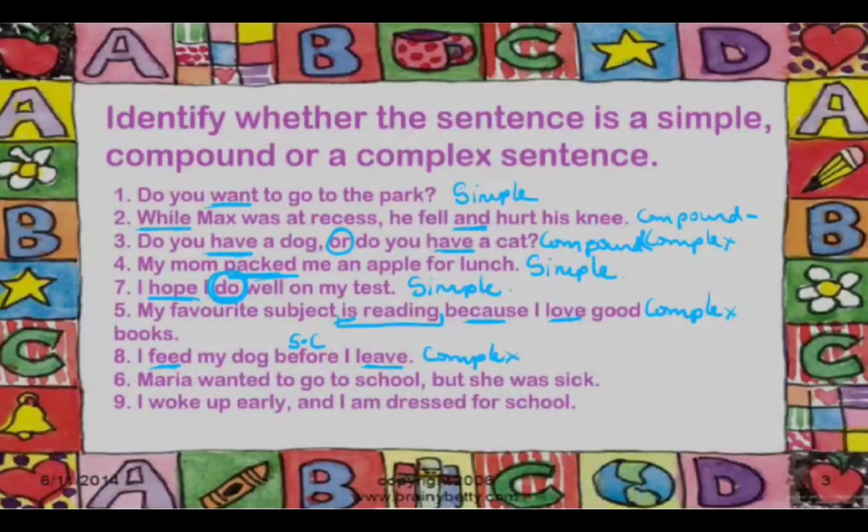Maria wanted to go to school, but she was sick. Wanted, one verb. To go, remember, is an infinitive, so it will not be considered as a verb. But she was sick, so we have two verbs. We have but, a coordinating conjunction joining the two sentences. Hence, this is a compound sentence. I woke up early and I am dressed for school. Woke up, am dressed, two verbs joined by a coordinating conjunction, hence it is a compound sentence.